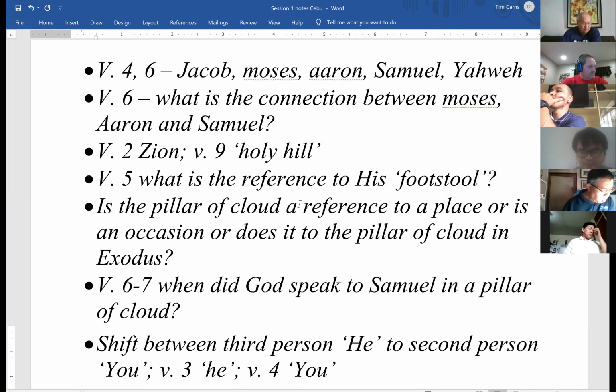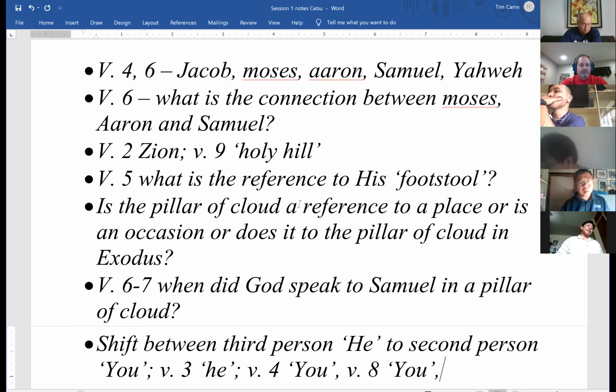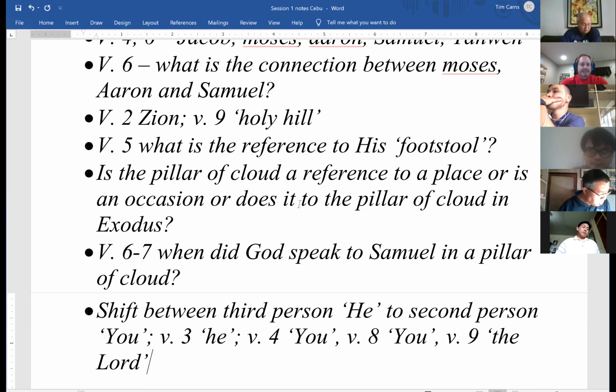Okay, good. Verse, was that 8? Yeah, verse 9. Verse 8 says "you," and then verse 9 says "the Lord." So there's a shift between. Good. Yes, Pastor Tim, "you" was repeated 4 times, and "he" was repeated 7 times.